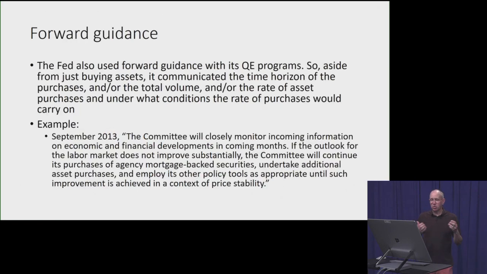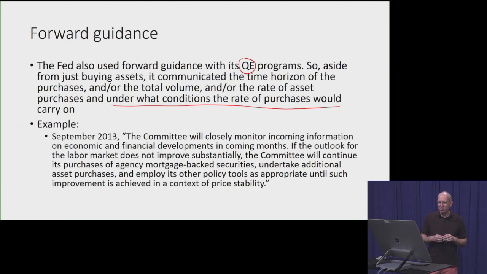The Fed and other central banks, for that matter, have also used forward guidance for their large-scale asset programs, in other words, their QE programs. So aside from actually just buying Treasury securities and mortgage-backed securities, they communicated the time horizon of the purchases, in other words, how long they would go, the total volume, and also the rate of asset purchases, and then maybe most importantly, under what conditions the rate of purchases would change or not change.